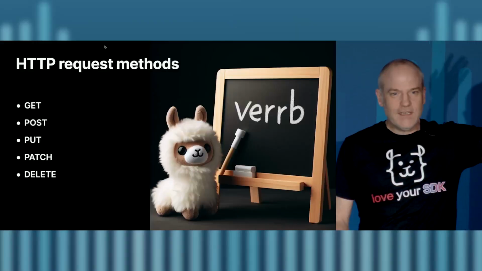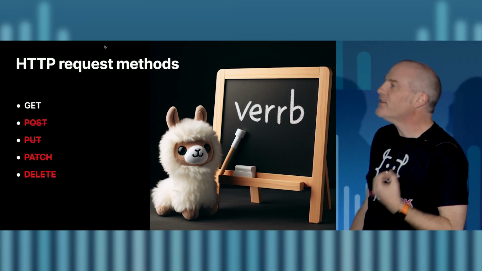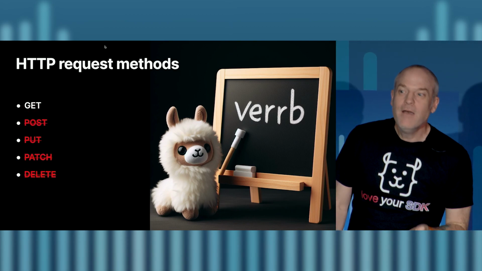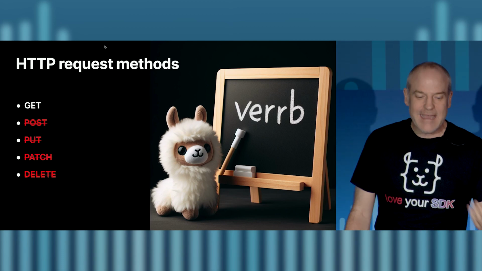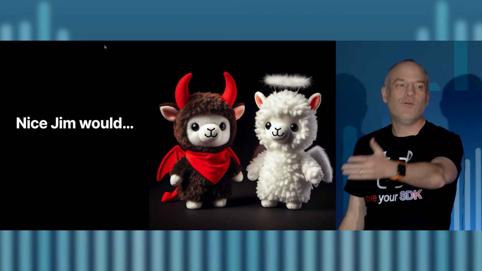Patch means I want to update part of my thing, and delete, obviously, means I want to delete my thing. This is industry standard. Do we all do this? Okay, seen a few hands. And if we hate someone, we don't do any of these. We just do a get, because it still would work. I can make a get, pass the body of my method over, and it would still create what I want to create.